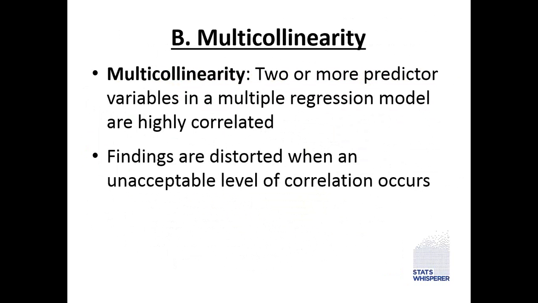Now, multicollinearity, right? I don't know why these words are so long, but they are. So multicollinearity is when two continuous predictors in a multiple regression model are highly correlated. And the findings are distorted when there's a certain level of correlation. So at a certain level of multicollinearity, the findings are distorted. Very important point.